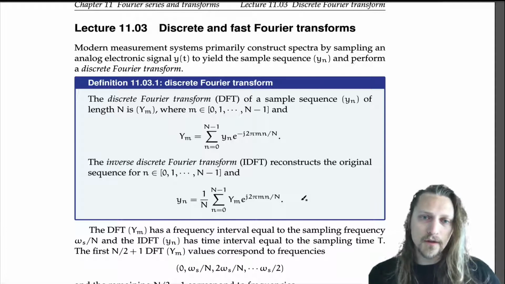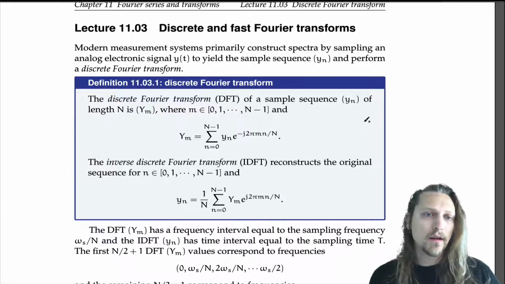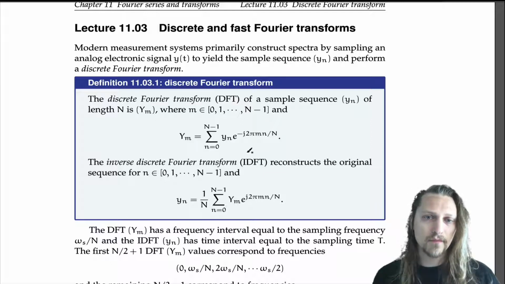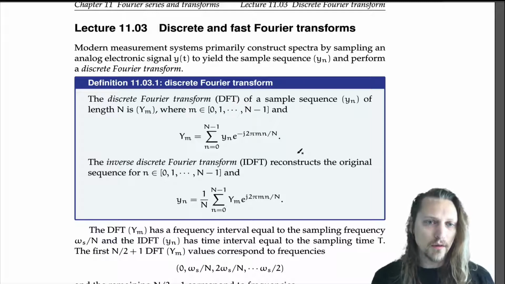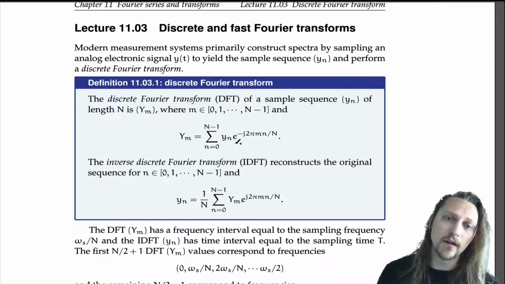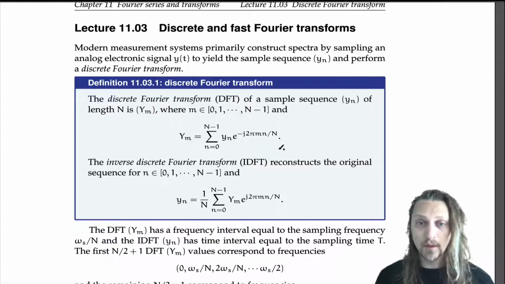The discrete Fourier transform, or DFT, of a sample sequence y_n of length N is Y_m, where m is an integer, and Y_m is constructed with this sum. This should look somewhat analogous to the integral for the Fourier transform, but it is defined for a discrete series of a signal instead of a functional form, which the integral requires.